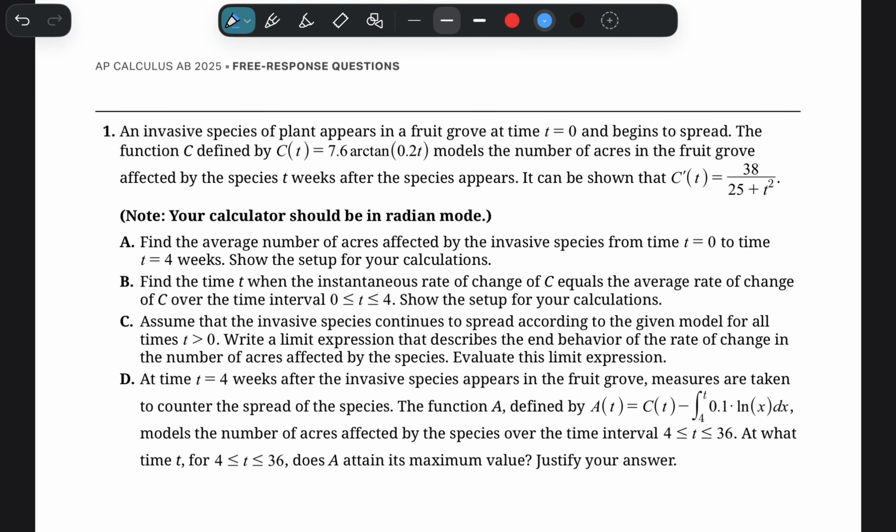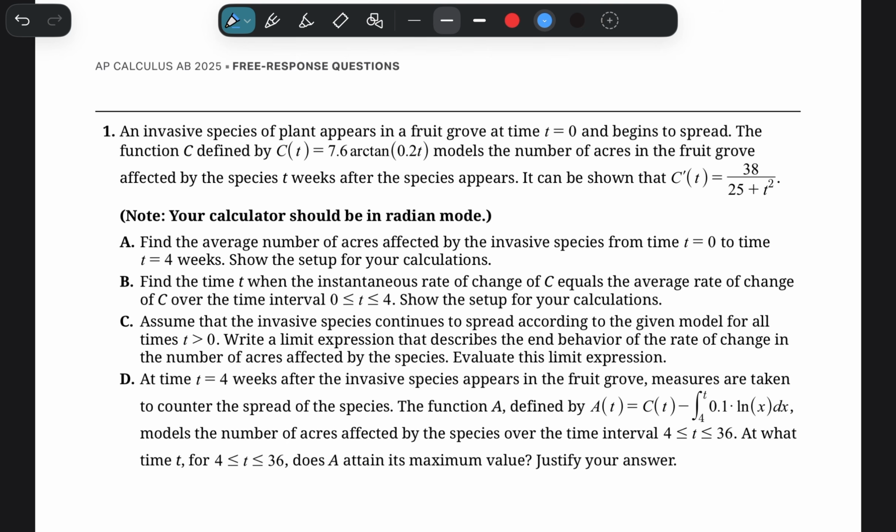Hi. This was the lowest score in AP Calculus AP FRQ in 2025, an average score of only 3.26 out of 9 points. It's about an invasive plant taking over a fruit grove because apparently College Board has entered its agricultural horror era. You can pause the video right here so you can read the question, but we're going to start right now.